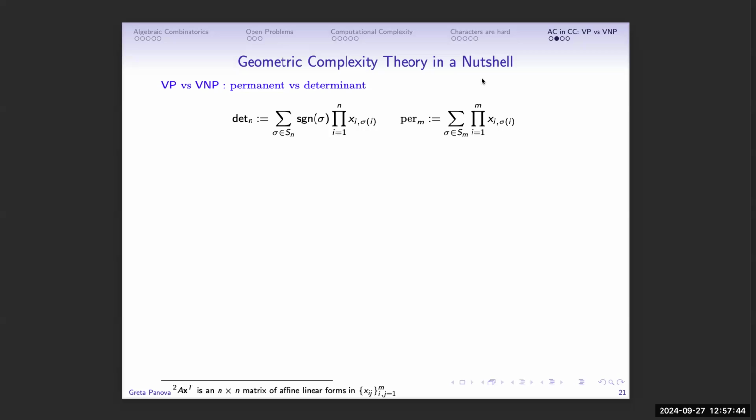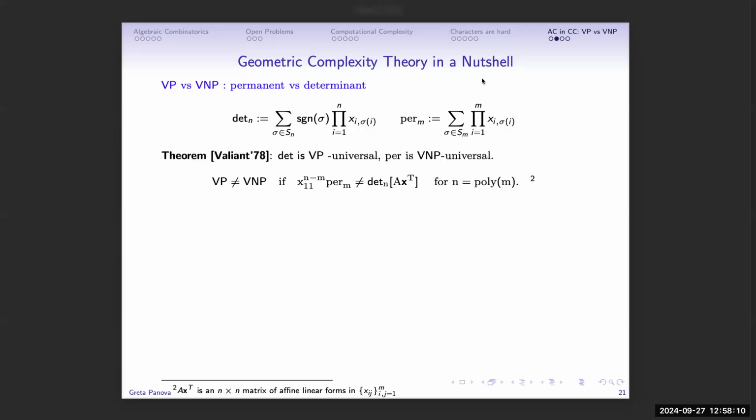So here is the naive definition of a determinant. We have an n by n variable matrix, and we take a signed sum over permutations. And the permanent is the same thing, except there is no sign anymore. And there is a whole family of immanants. You can put whatever character representation you want here, but things only become worse. And it turns out that determinant is universal for VP and permanent is universal for VNP in some sense. So permanent is actually hard to compute, determinant is easy.